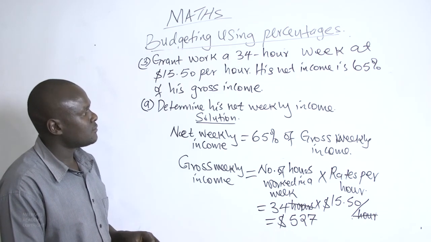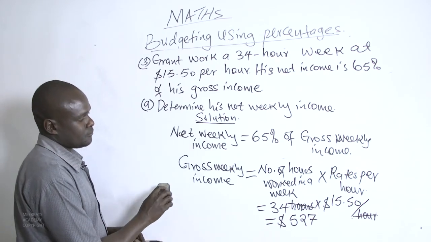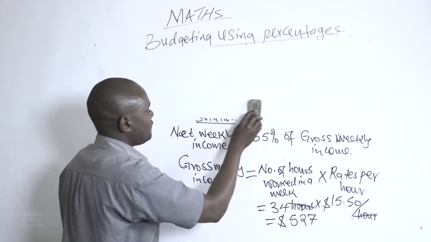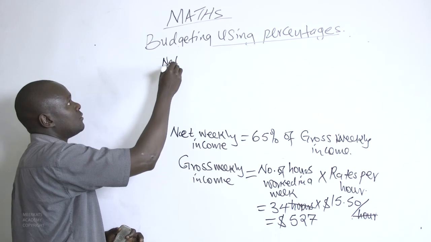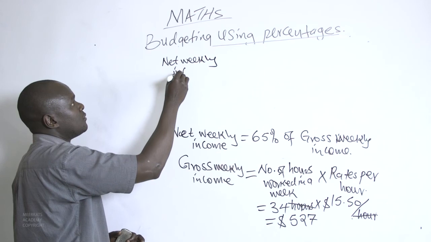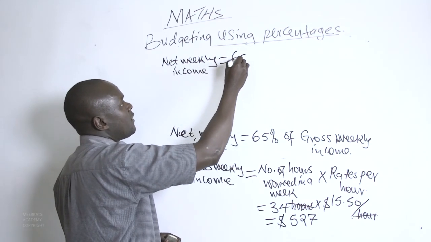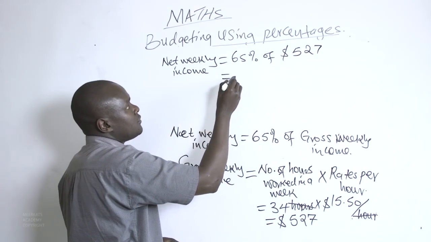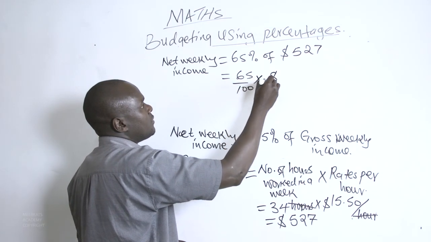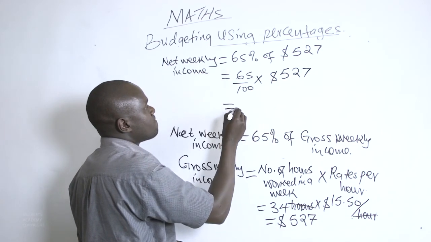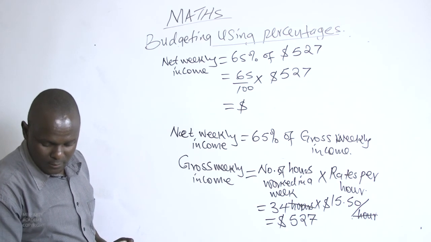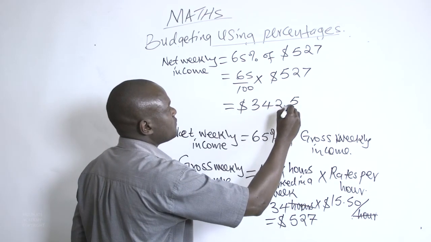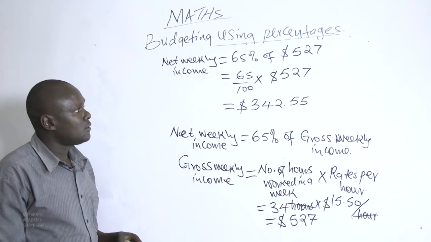But the question wanted us to calculate the net weekly income. So our net weekly income will be calculated as follows. We have the formula here already. It is equal to 65% of the gross income, which is $527. And this will be 65 out of 100 multiplied by $527. This will give us a net weekly income of $342.55. This is what will be the net weekly income.